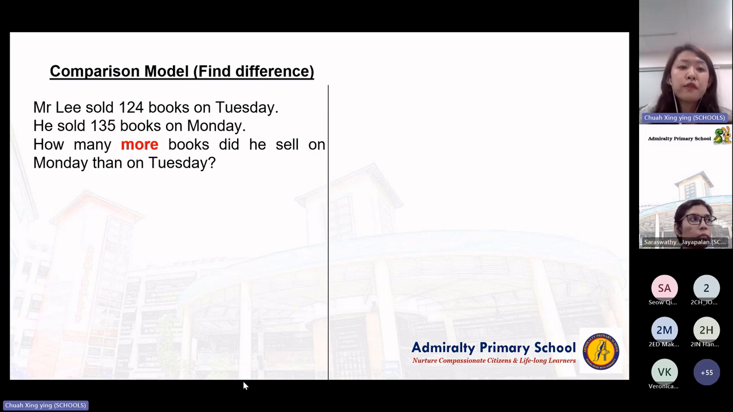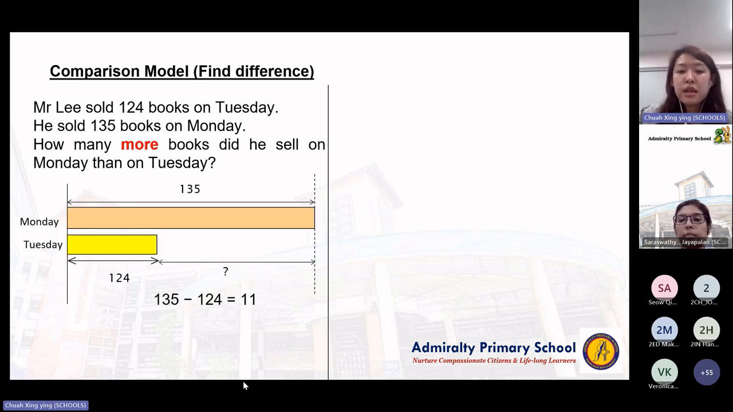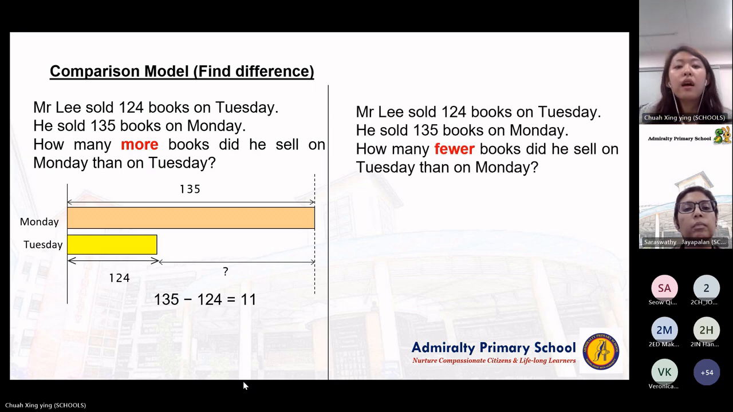Mr. Lee sold 124 books on Tuesday. He sold 135 books on Monday. How many more books did he sell on Monday than on Tuesday? So the 2 parts being compared are Monday and Tuesday. We draw Monday and Tuesday with Monday having the longer bar as 135 is greater than 124. We subtract 124 from 135 to find the difference, 11. On the right side, the question is the same except how many fewer books did he sell on Tuesday than on Monday?